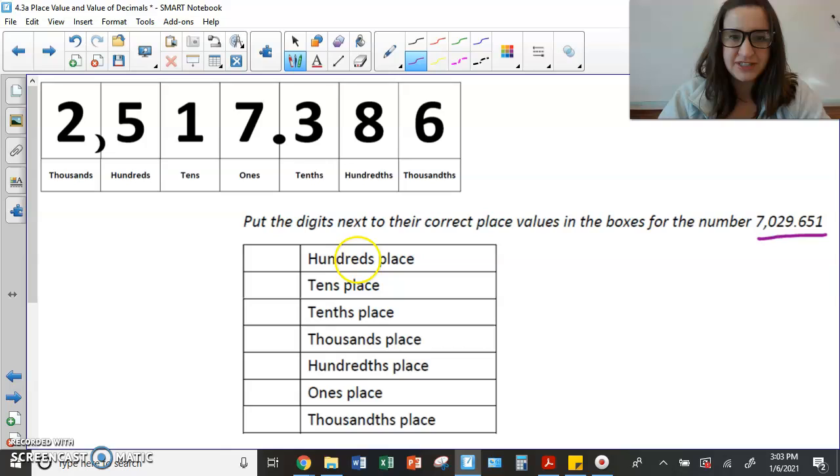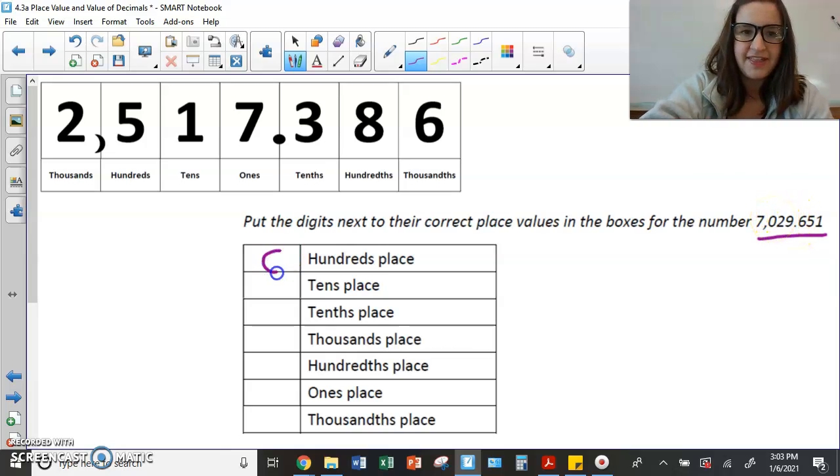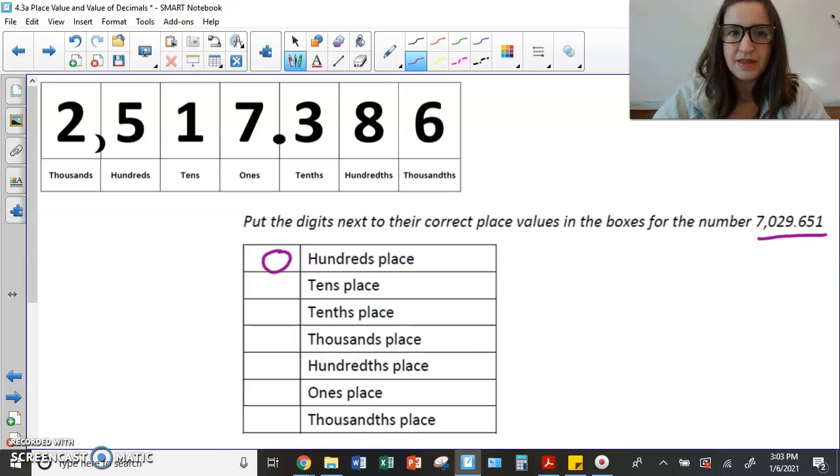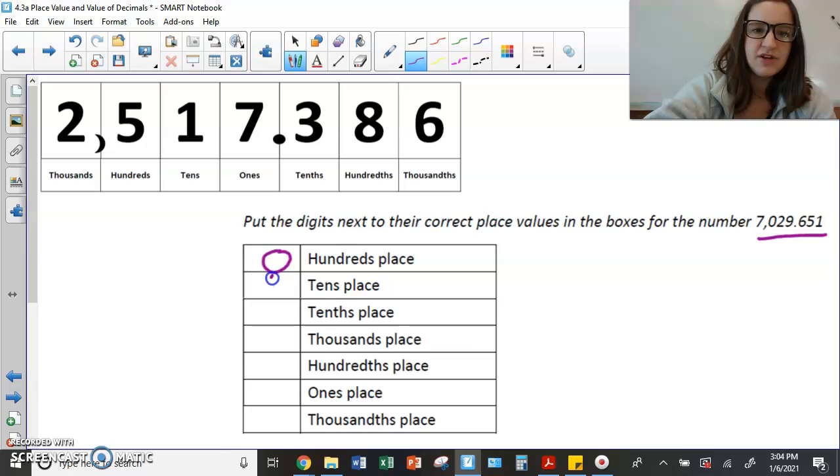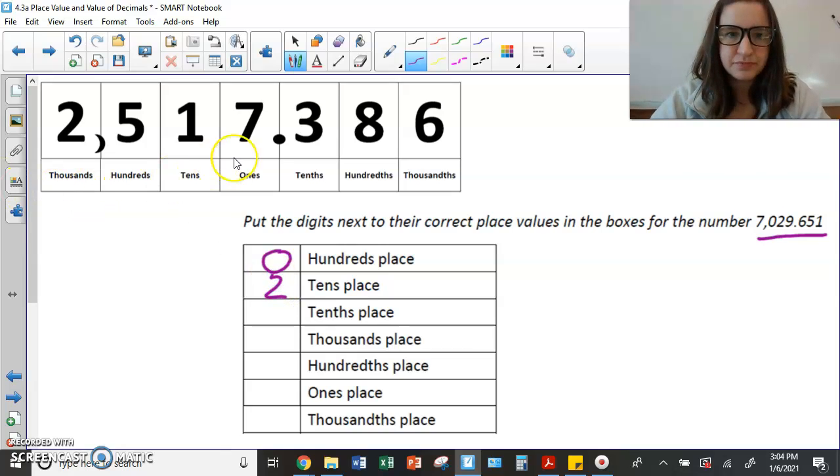So in my hundreds place, I'm going to use my decimal point as my guide. My hundreds place is 1, 2, 3 places to the left. So if my decimal point is right here in this number, I go 1, 2, 3 places to the left, and that's the number 0. My tens place is 1, 2 places to the left of my decimal point. So I count 1, 2 places to the left. So my 2 goes right here.